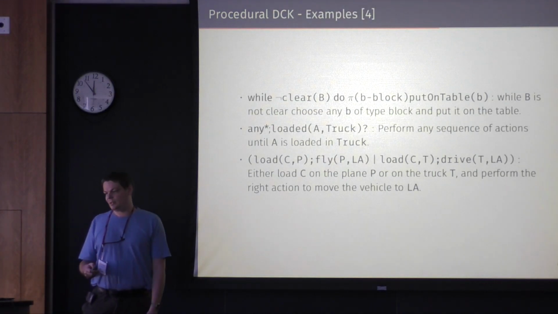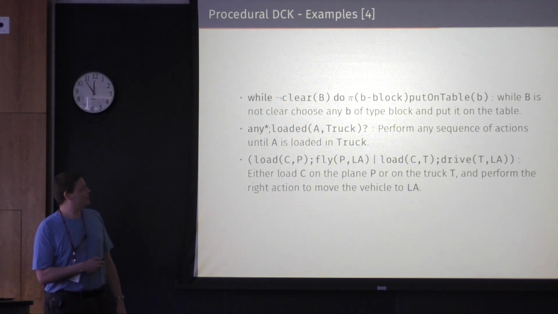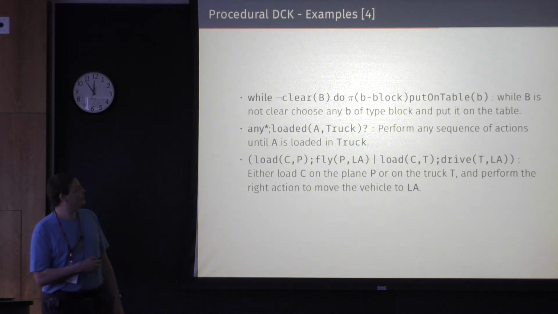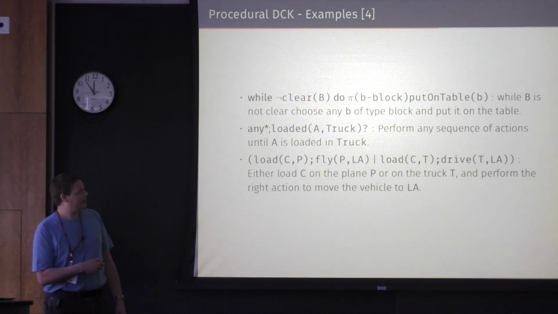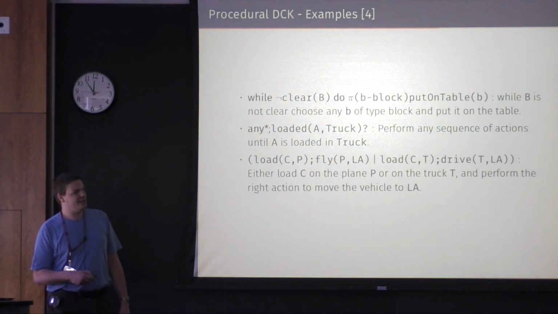To see an example of procedural domain control knowledge, we have this expression which says that while some block B is not clear, we choose any other block B and put it on the table.